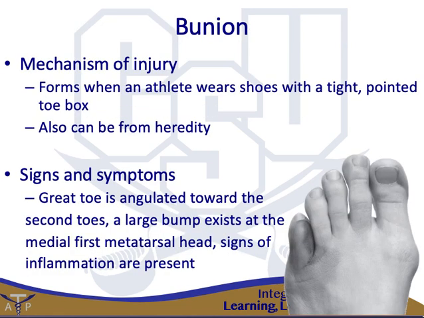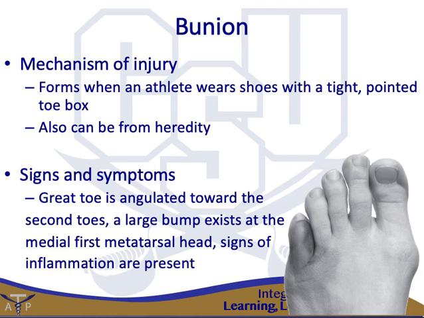Next, we have a bunion. Bunions are bony outgrowths that occur at the base of the medial first metatarsal, and these typically form when an athlete wears shoes that have a tight and pointed toe box, so there's constant friction and rubbing going on in that area. It can also be because of heredity as well.